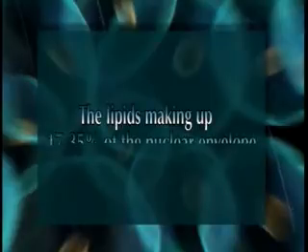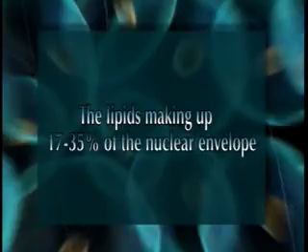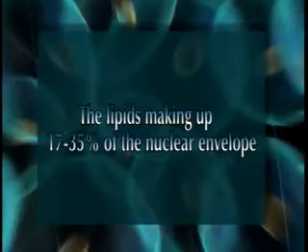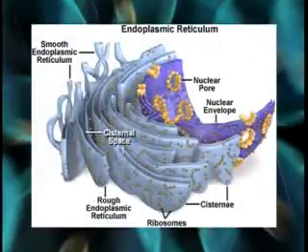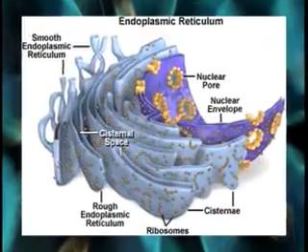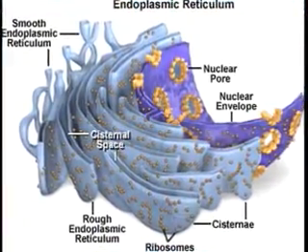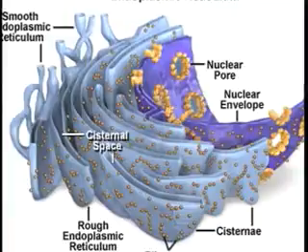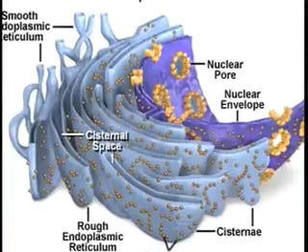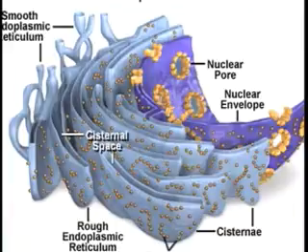The lipids make up 17 to 35% of the nuclear envelope and are present in relative concentrations quite similar to that seen in the endoplasmic reticulum. However, some differences have been observed, indicating that the nuclear envelope is more than a mere continuation of the endoplasmic reticulum around the chromosomes.